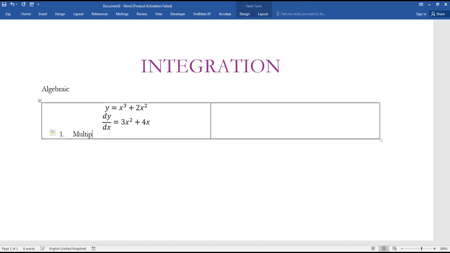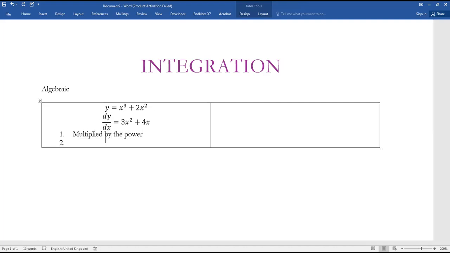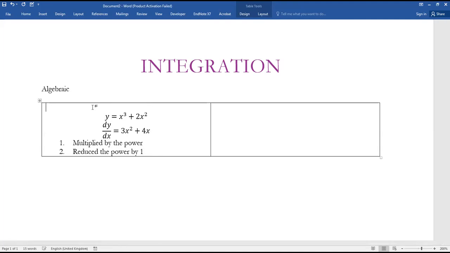You multiplied by the power and then you reduced the power by 1. Absolutely right. So this was what you did in differentiation.